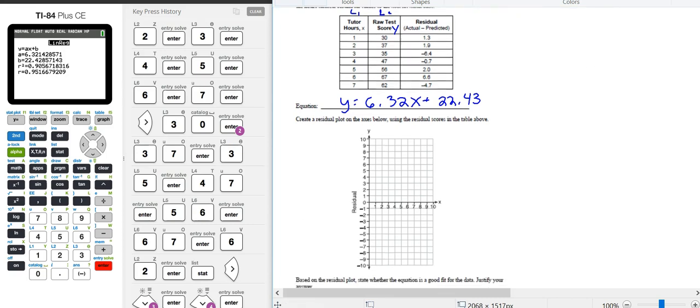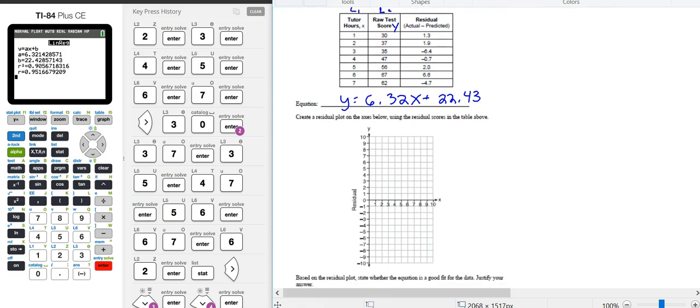The next part of the question says, create a residual plot on the axes below using the residual scores in the table above. So to graph residuals, we graph the x values, and instead of graphing the y values, we graph the corresponding residual values. So for an x value of 1, we have a residual of 1.3. That would be a point over here. For an x value of 2, we have a residual of 1.9. That would be over here.